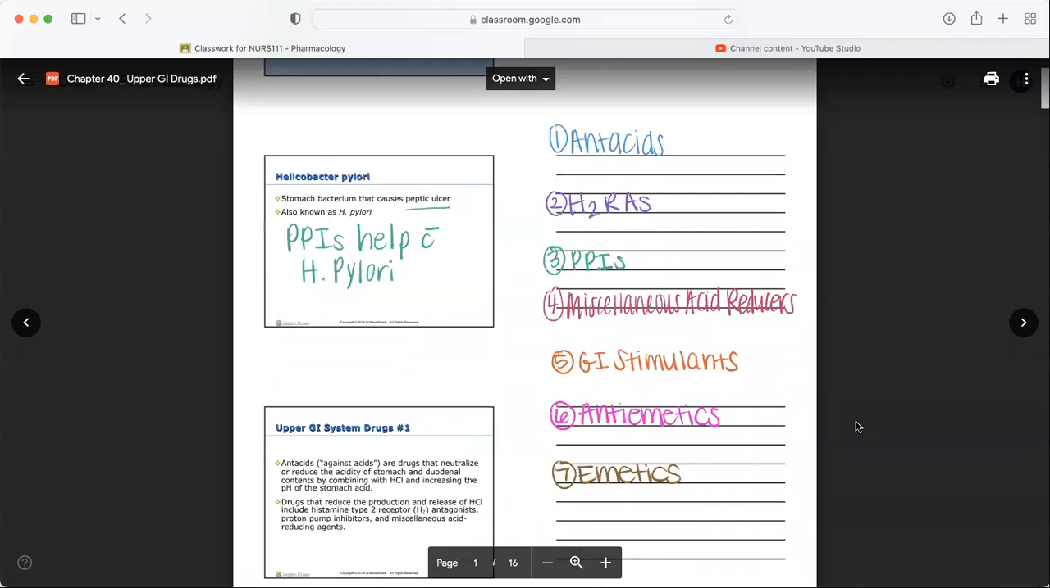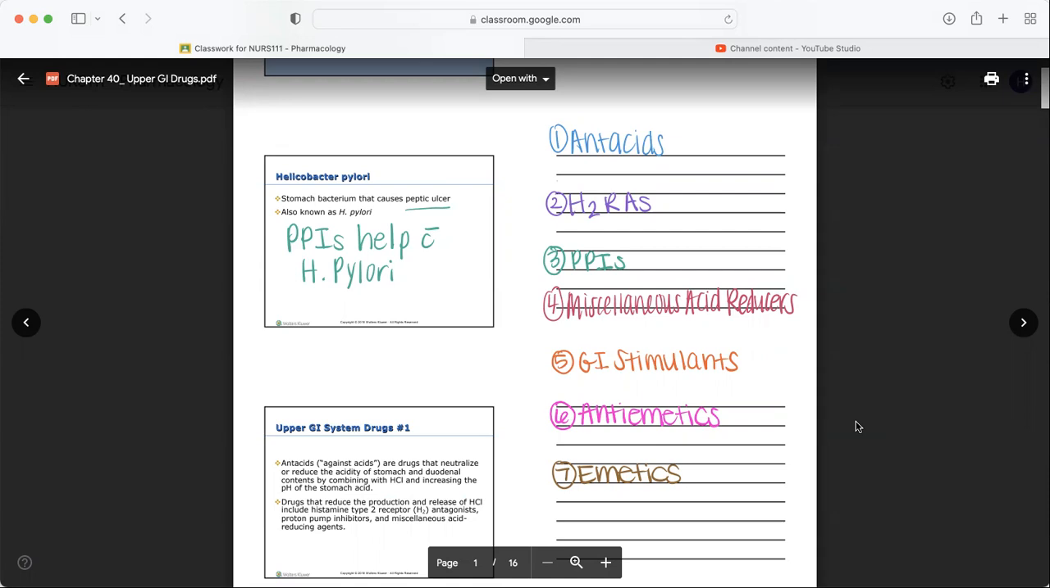We're going to talk about antacids. We're going to talk about H2RAs, which are histamine 2 receptor antagonists. And we're going to talk about PPIs, proton pump inhibitors, and then some miscellaneous acid reducers that we can use, GI stimulants, antiemetics, and emetics. We're going to talk about their actions, their uses, etc. Just to get us started, there is a little bit of concept.